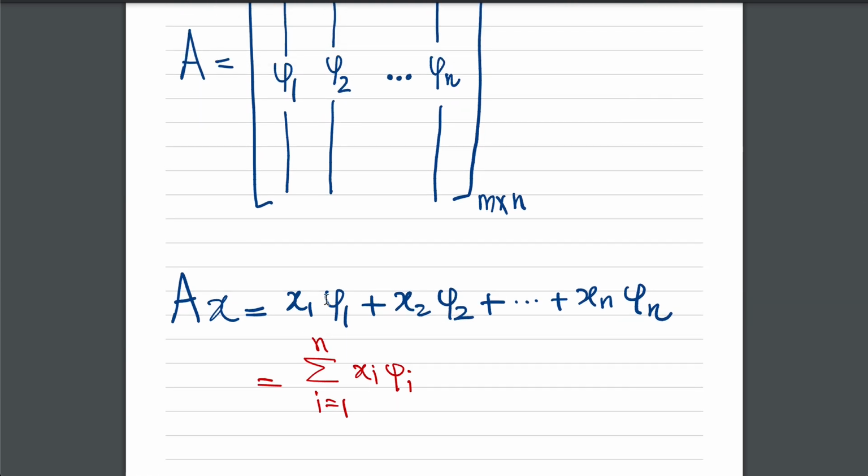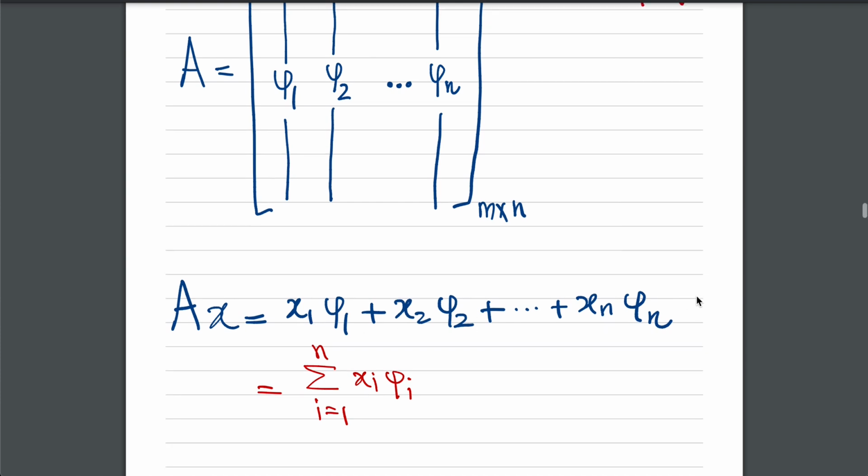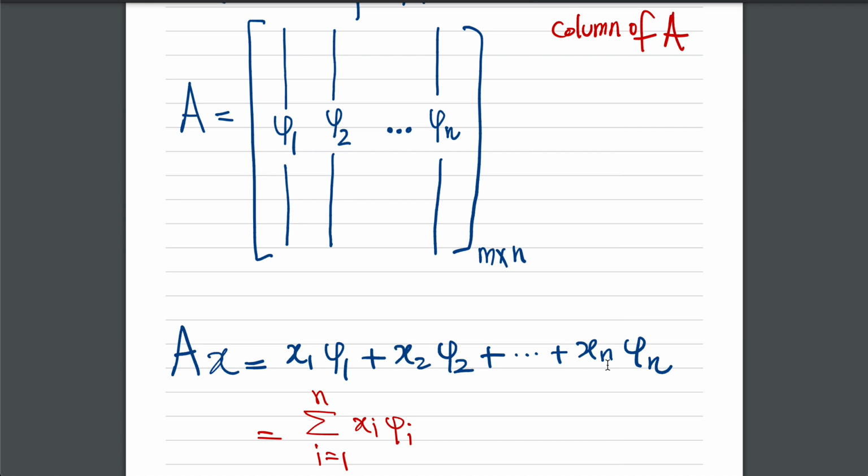Well, X is a vector. x1 is the first entry of this vector. x2 is the second entry of X. So x1, x2, and xn each are scalars. Phi1, phi2, and phi n, each of them is a vector. So here we are dealing again with the linear combination of the vectors phi1 to phi n. So AX is essentially a linear combination of the columns of A.